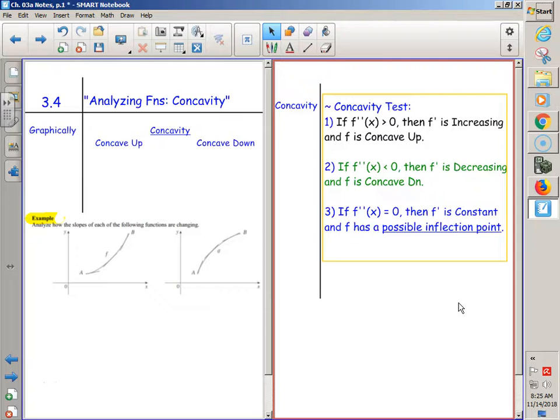Just do a quick swoop on the graphs, and we'll zoom in on it. Don't stress about details. Analyze how the slopes of each of the following are changing. Graphically.